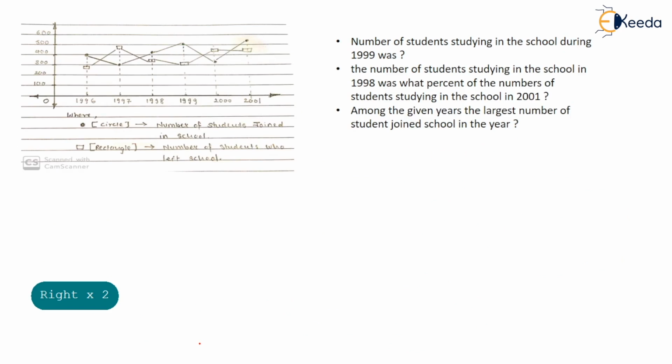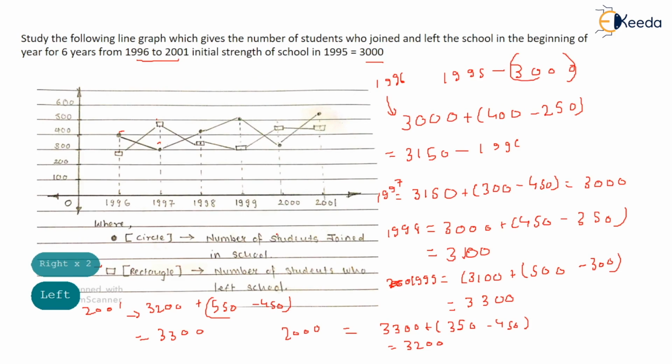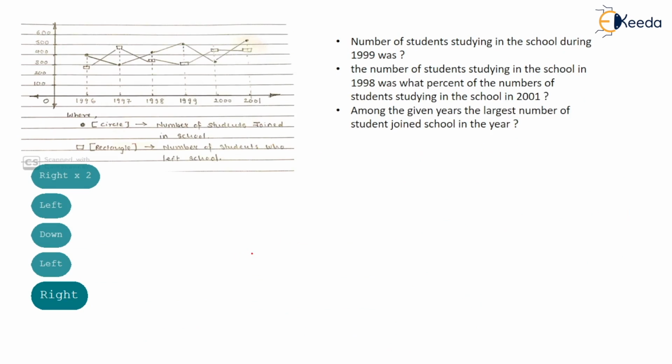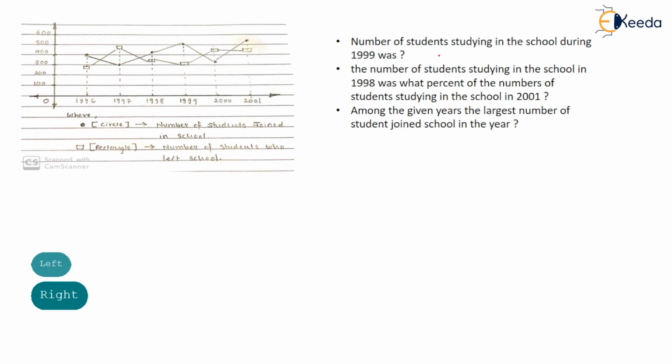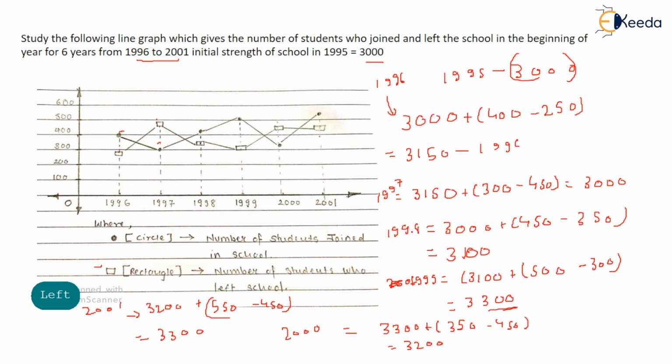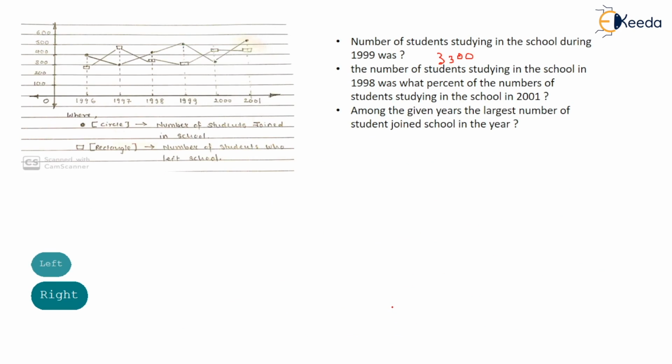Now we will see the questions. Okay. The first question in front of us is the number of students studying in the school during the year 1999 was. So 1999 was 3300, so you can write 3300. The number of students studying in the school in 1998 was what percentage of the students studying in 2001? 1998 was 3100.